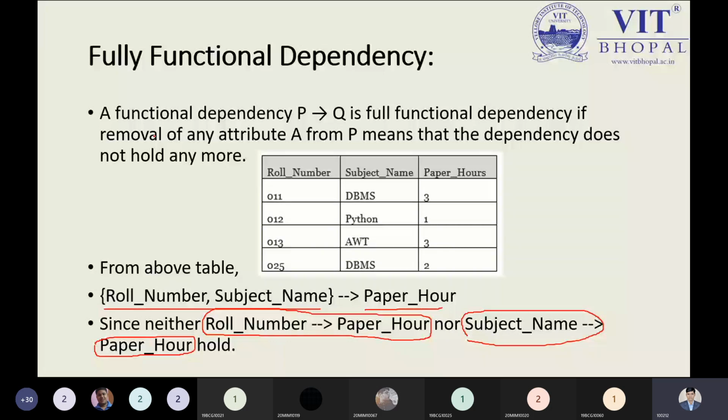So from these relations, we are able to see the fully functional dependencies. If we try to remove any attribute, it means the dependency does not hold anymore. If I try to remove the roll number or subject name, you can see that neither the roll number and paper hours nor the subject name and paper hours hold. So this is a full functional dependency. In the dependency P to Q, P means the left side set of attributes, and Q means the right side set of attributes. That is a point we have to keep in mind.